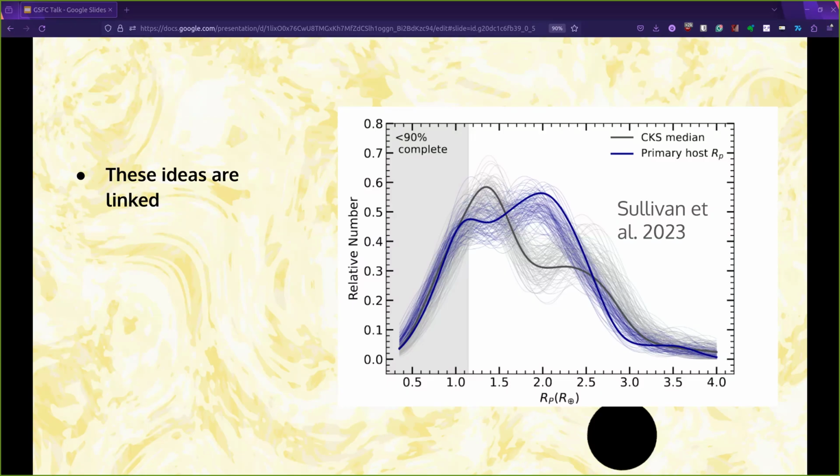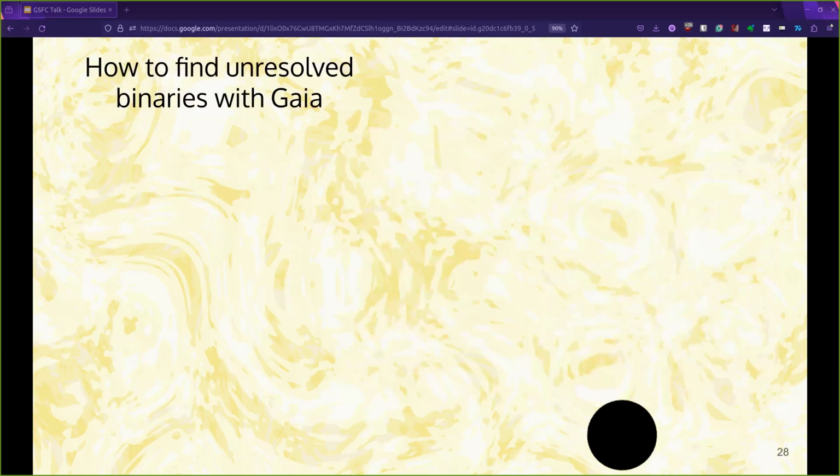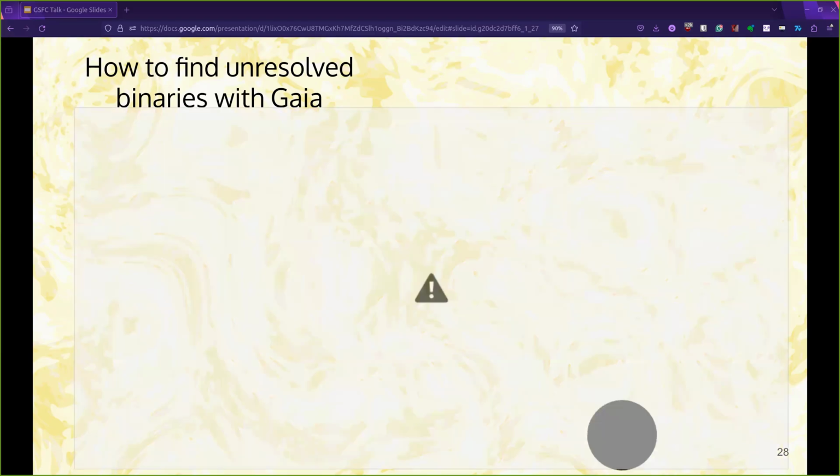And so what I've done for this project, the most basic part, is how do we detect binaries? As I described before, it's not a simple task, particularly when a lot of our stars of interest, stars that we know there are planets around, are far away. And so for that, I've used Gaia.